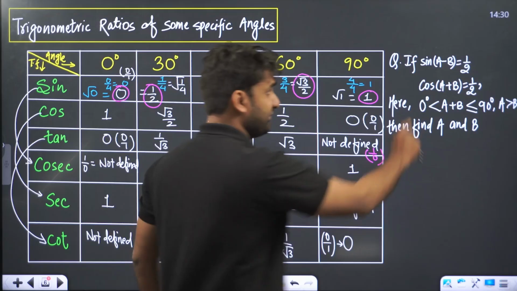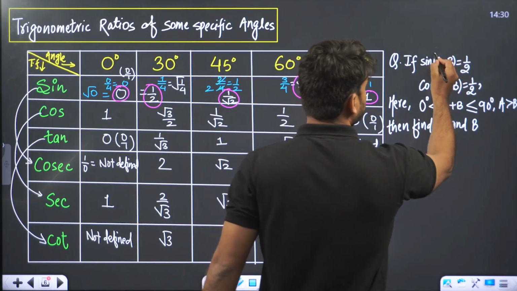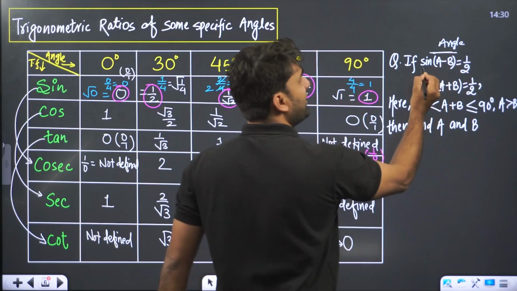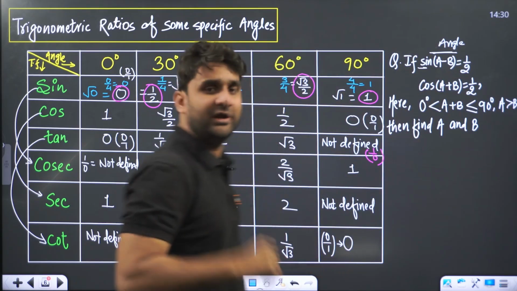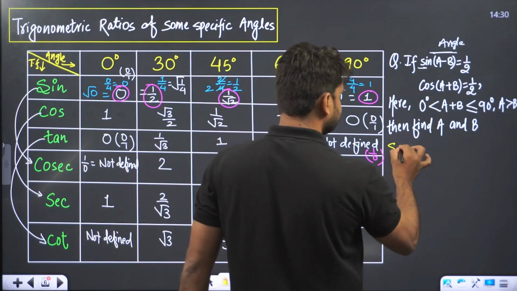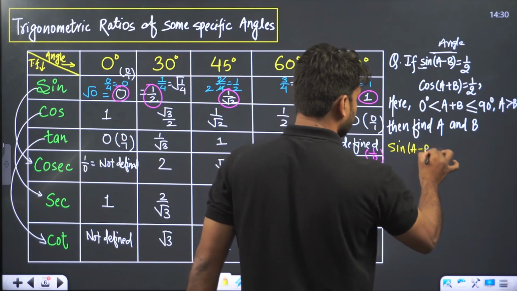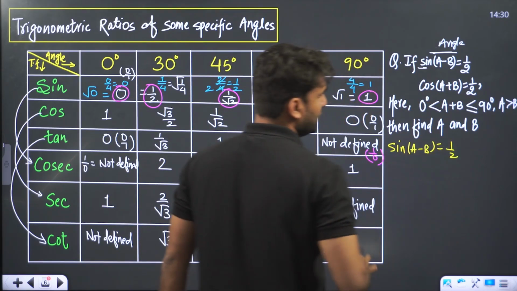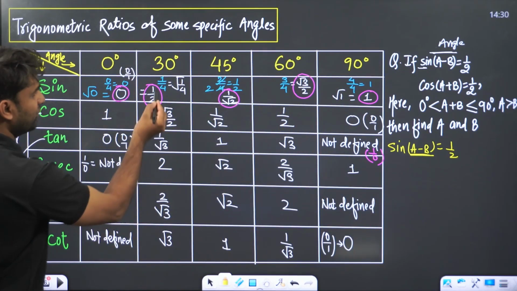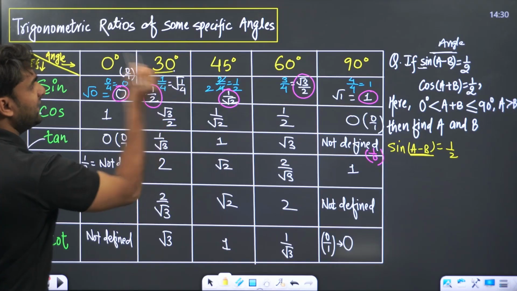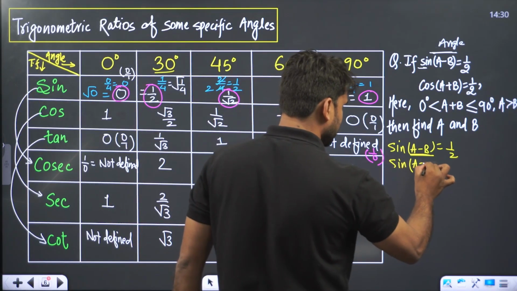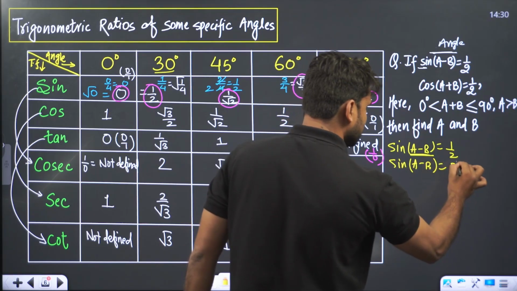Listen everyone, look at the question. If sine (A minus B), this entire function is angle. Except the trigonometric function, whatever is there, everything is angle. Okay, so sine (A minus B) is equal to 1 by 2. So my dear, what should be A minus B? At which angle will sine give you 1 by 2? This is 1 by 2. So what should be the angle? 30 degree. So we can write here sine (A minus B), and 1 by 2 we can write as sine 30.